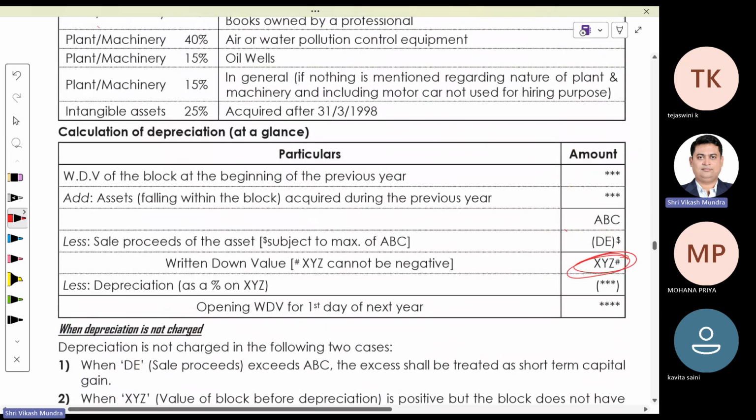The exception is that if the assets acquired during the year were put to use for less than 180 days during the year, then on that value we should charge half depreciation. For example, the opening written down value of this block consisting of furniture X and Y is rupees 1 lakh. During the year, we acquire a furniture Z on 1st December 2023 for, say, rupees 50,000. So we have 1,50,000.